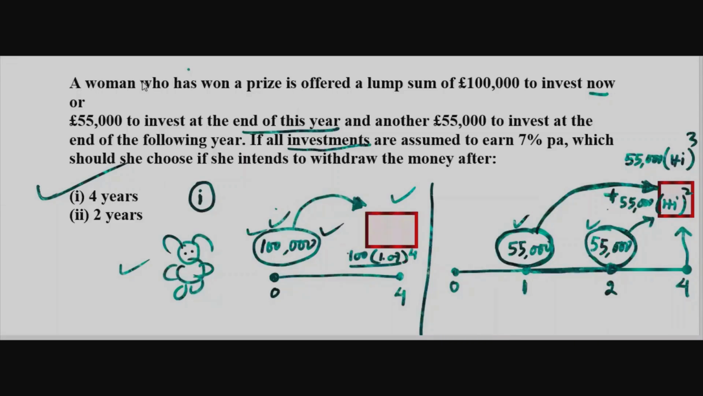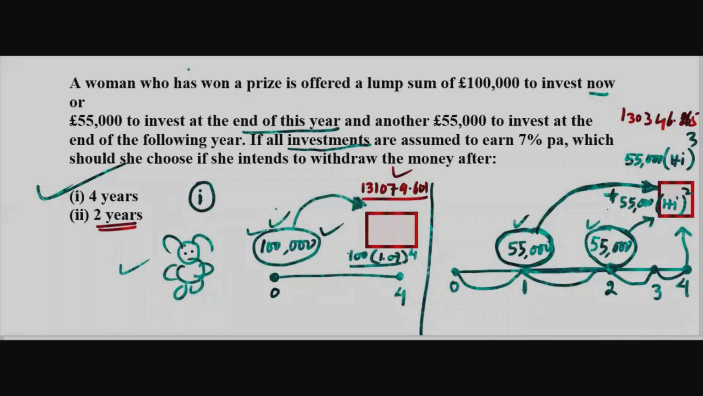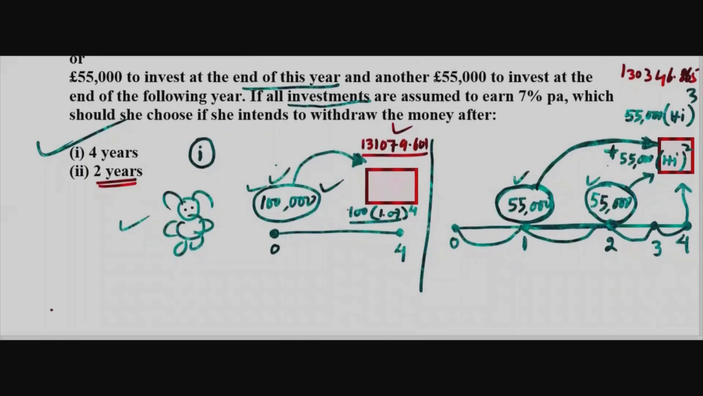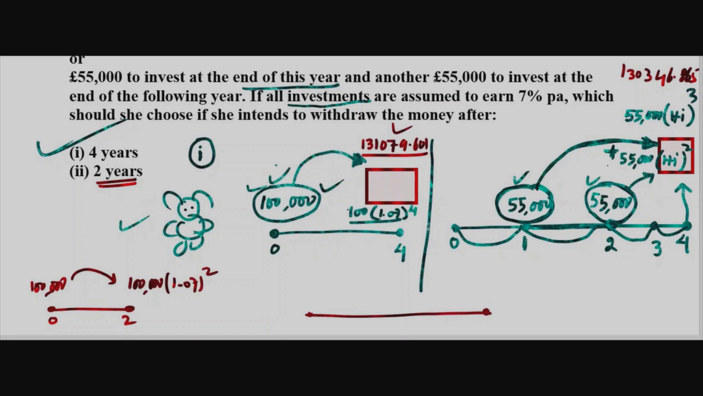Then we are finding the money after 4 years. After 4 means you have to count 1, 2, 3 years of growth. That way this is better. But in the second case, they are saying you want to withdraw after 2 years. That means in this case we will find the value after 2 years, and in this case.